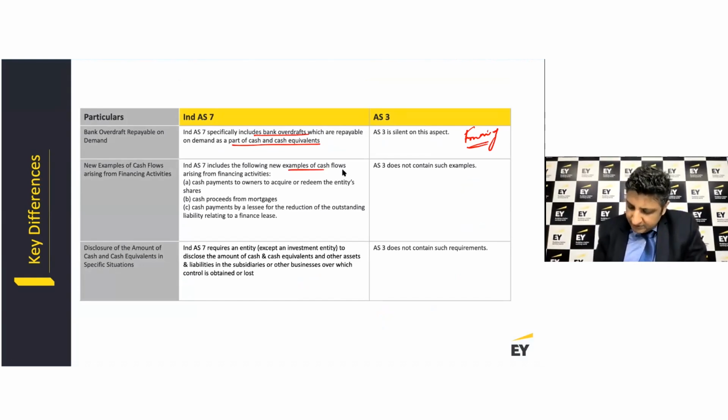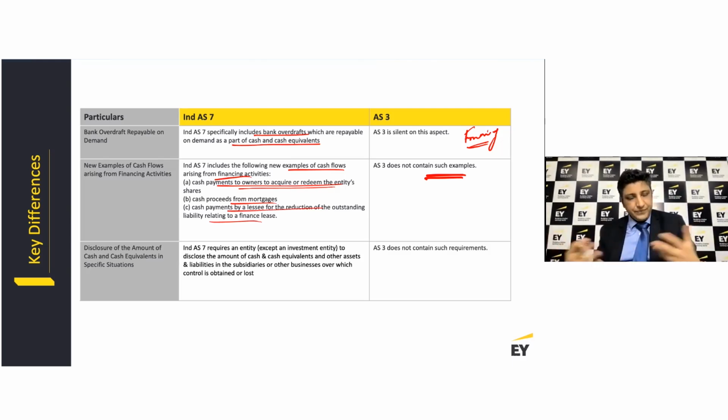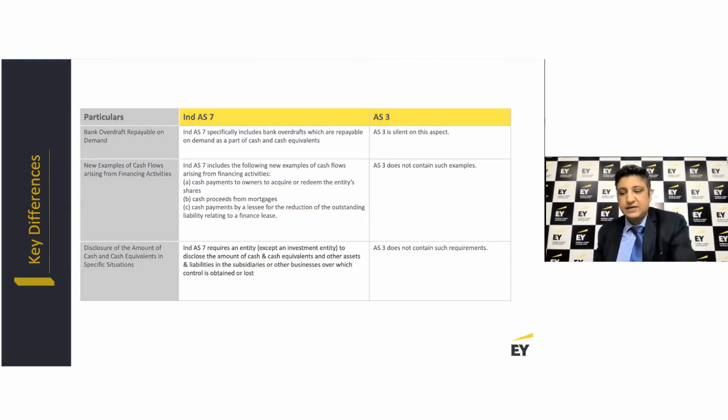Ind AS 7 also gives more detailed information with respect to, let's say, cash proceeds from mortgages or owners, or cash payments to owners to acquire or redeem the shares. Similarly, for cash payments by the lessee for a finance lease, there was no such clarification available in AS 3, which means that it could be inviting different interpretations around that. Similarly, there is a specific disclosure requirement for an entity to disclose the amount of cash and cash equivalents over which control is obtained or lost, but AS 3 did not include that requirement.